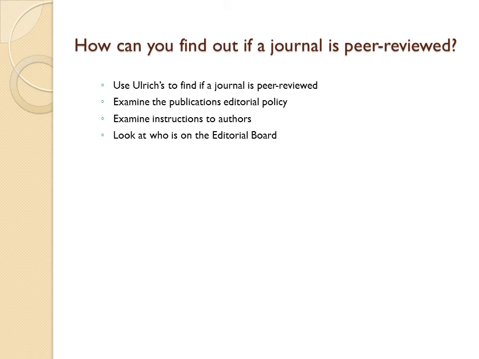What should you do if you can't figure out if a journal is peer-reviewed from looking at the content? Look at the publication's editorial policy. Go to the website if they have one and examine the instructions to the authors. Look at who's on the editorial board. Are they experts in the field? You can also save yourself a little time and go to a database called Ulrichs, that's ULRICHS, to determine if a publication is peer-reviewed. See the Ulrichs video for step-by-step instructions on how to search within it.